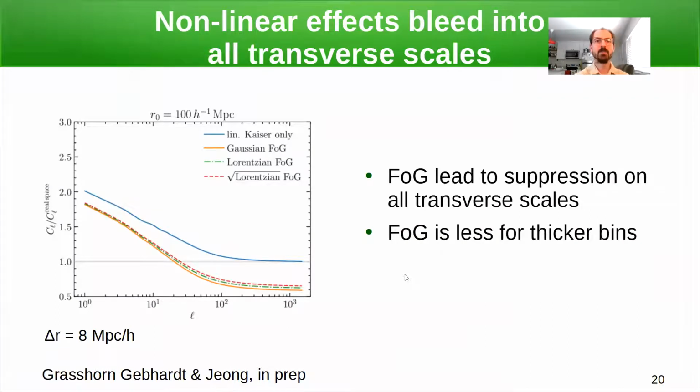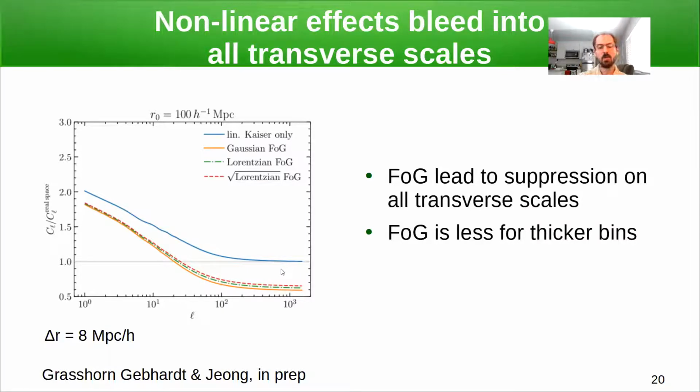One point to make here is that nonlinear effects can bleed onto all transverse scales. So if we look here, here's the ratio of the CL power spectrum divided by the real space version of this. And in blue is just, if we only include the linear Kaiser effect, the linear Kaiser effect affects the large scales, but not at all the small scales. But if we now consider fingers of God as well, then we can see that there's a suppression on all scales, in fact.